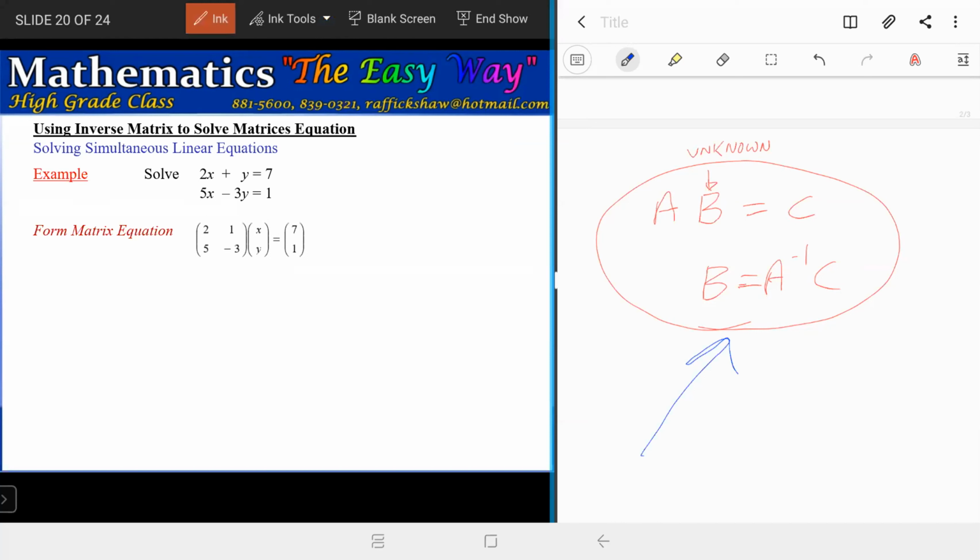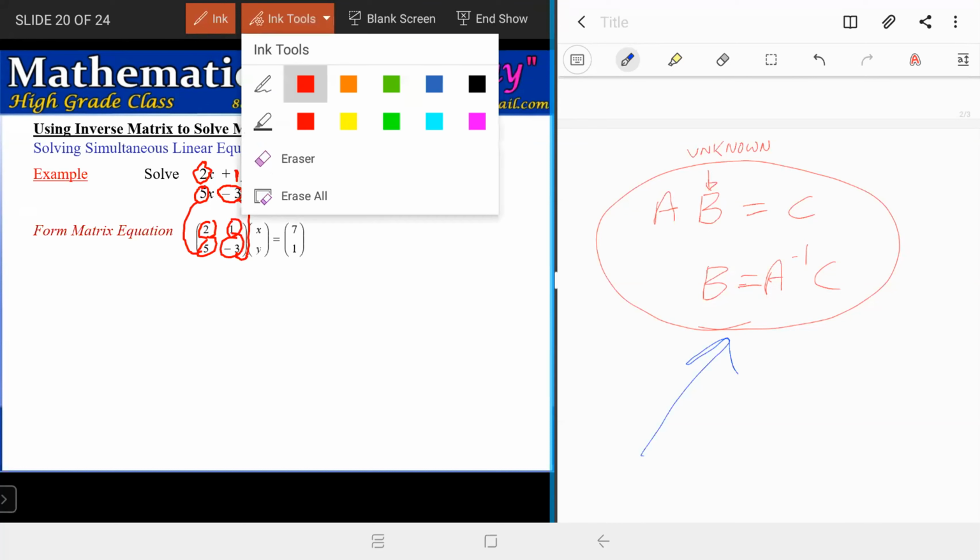Let's look at how we get those values. The 2 comes here. The number in front of the y is actually an imaginary 1. There's no number in front, then it's really a 1. So that 1 goes here. Then the 5 goes here. And this time, the -3 goes there. That's how we get the values.